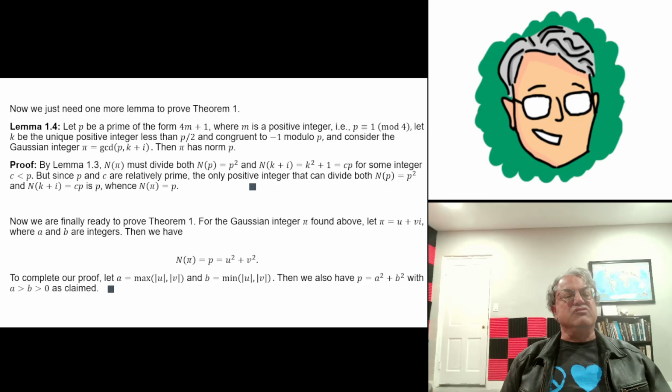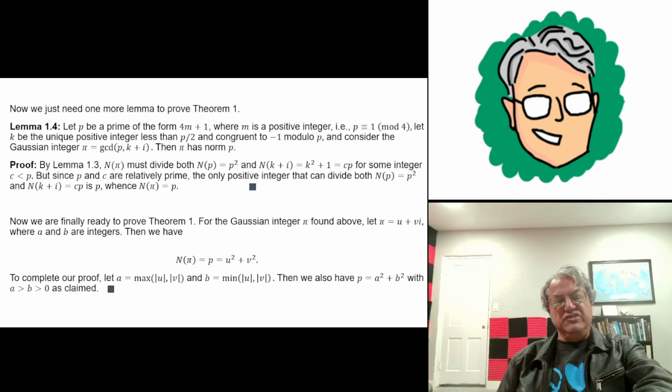Well, now we're basically done. We can define a and b very easily. Just let a be the max of the absolute value of u and the absolute value of v. So a is going to be positive, and it's going to be greater than b, which we're going to find to be the minimum of the absolute value of u and the absolute value of v. So now we do get the conditions we want: p equals a squared plus b squared, and a is greater than b is greater than 0. A and b are both positive integers with a greater than b, and a squared plus b squared equals p. So we're done. We just proved what we wanted to prove.